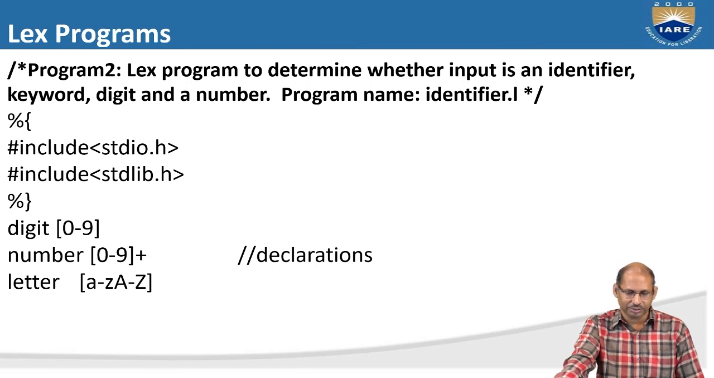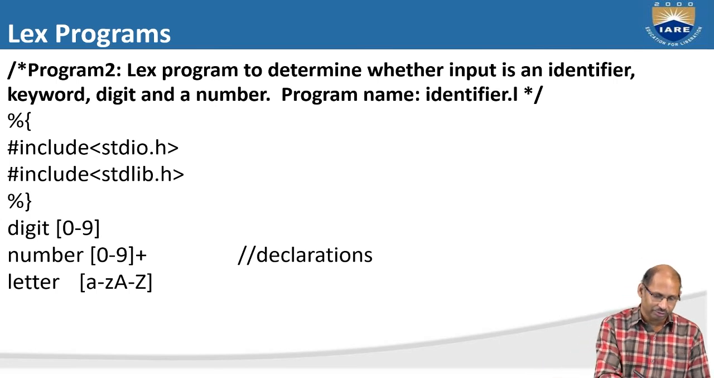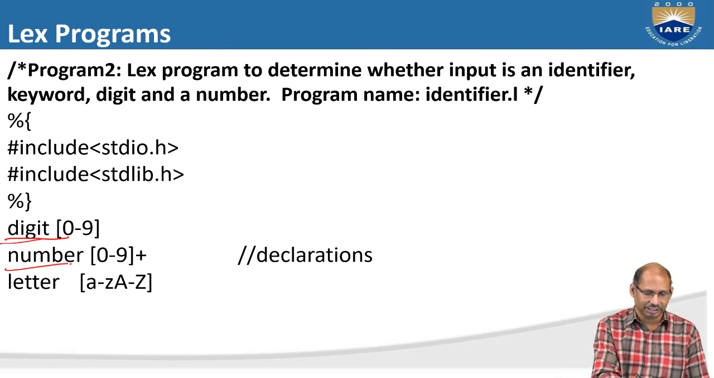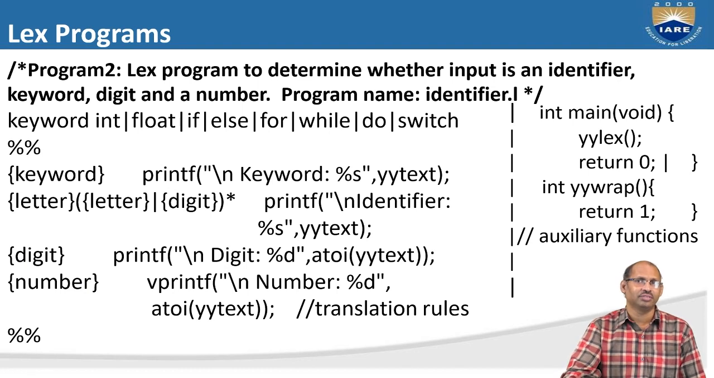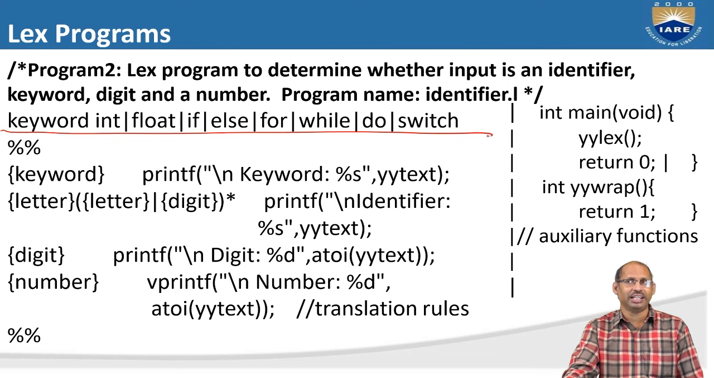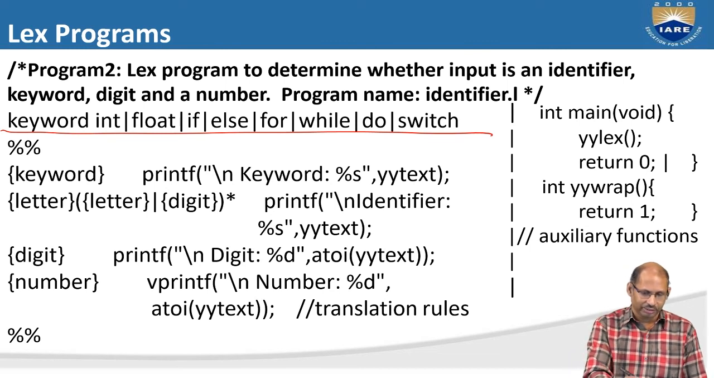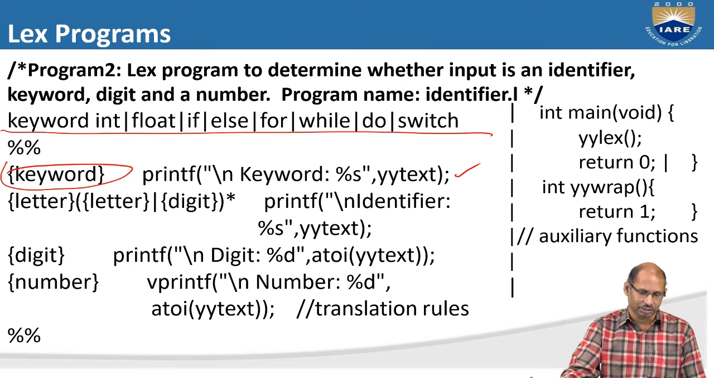Here we are specifying declarations for the digit, for the number, for the letter, and this one is for the keywords. So the first part is declarations. Then here it is a pattern. For the keyword pattern we are printing the keyword. If a keyword is matched, then the printf is given.